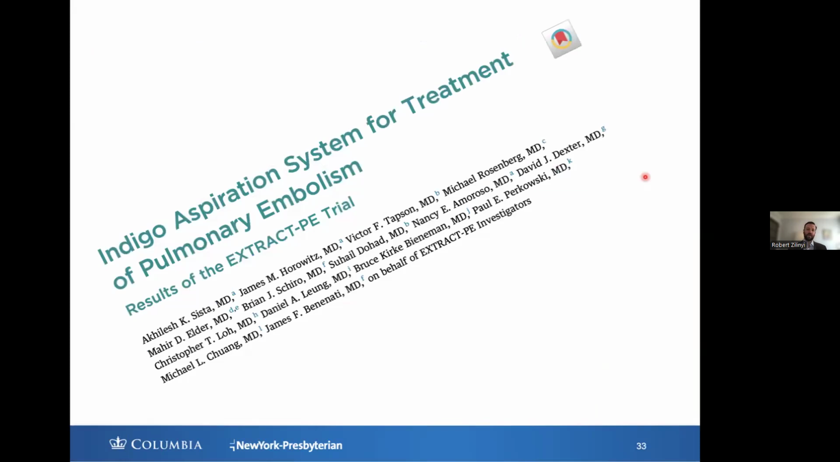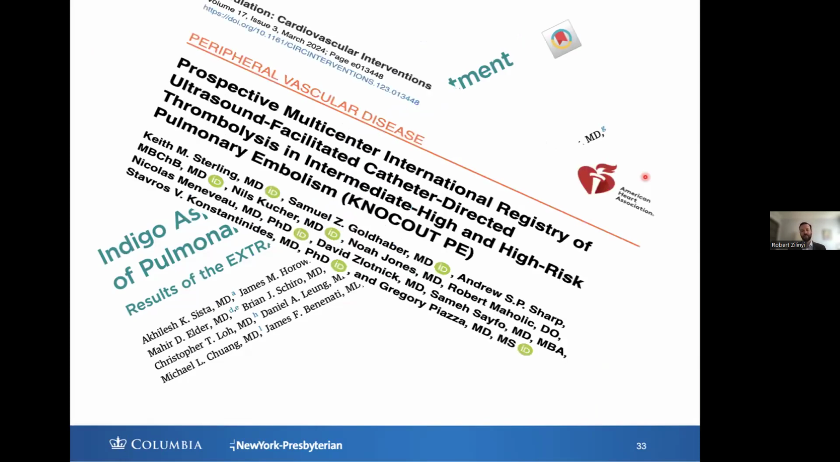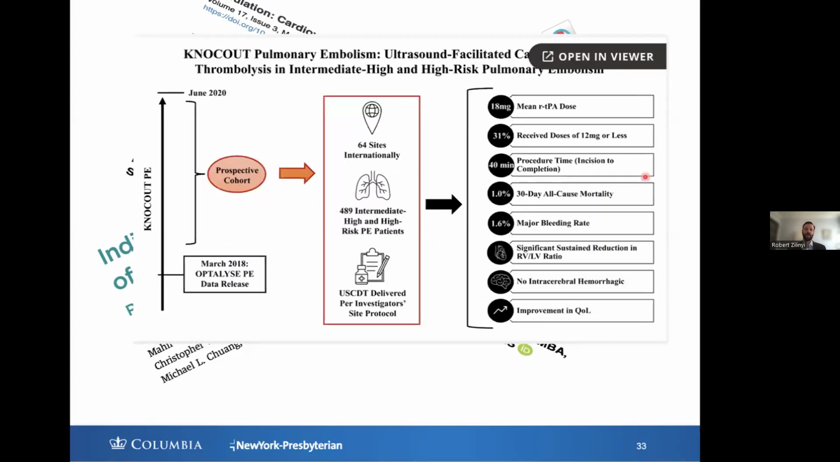So there have been many trials that have followed on this. EXTRACT-PE studied the Penumbra system. KNOCKOUT PE was an extension of the OPTIMIZE trial with a prospective arm that excluded the patients who were in OPTIMIZE PE. This was performed at 64 sites internationally, 500 patients with intermediate and high-risk PE. And they all received catheter-directed thrombolysis.